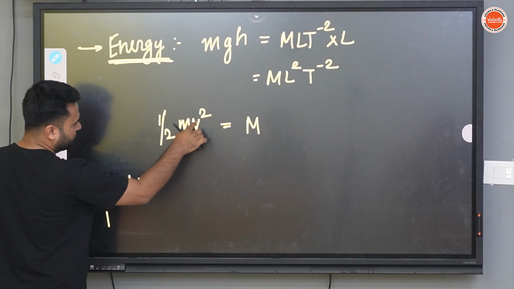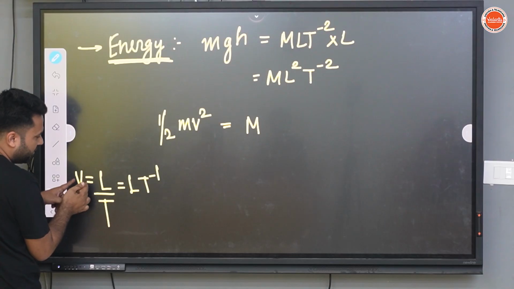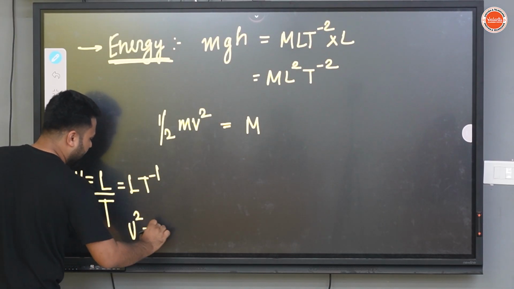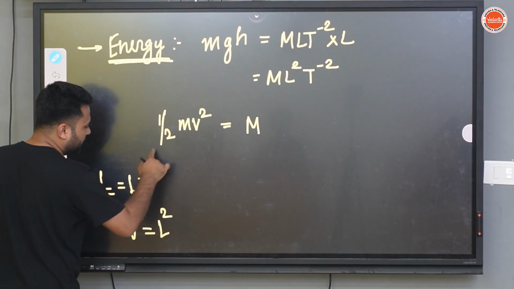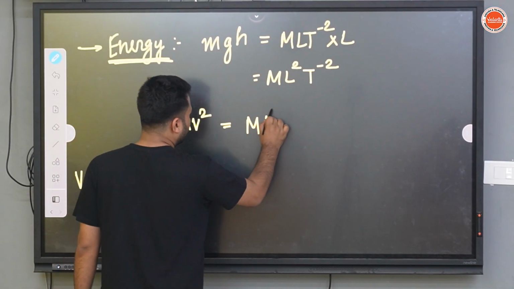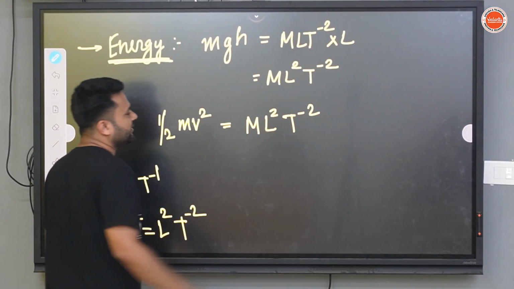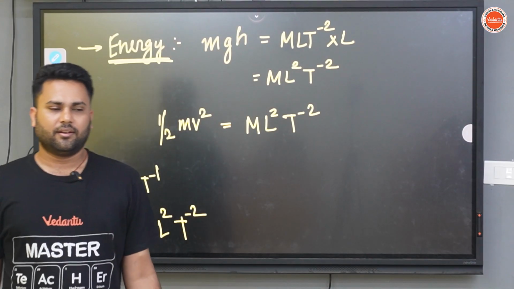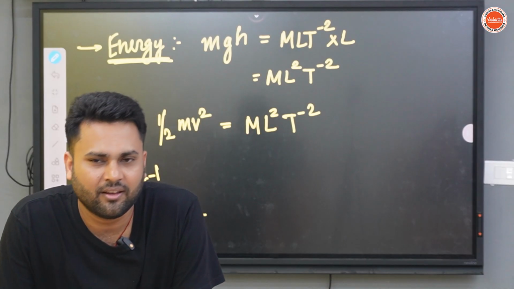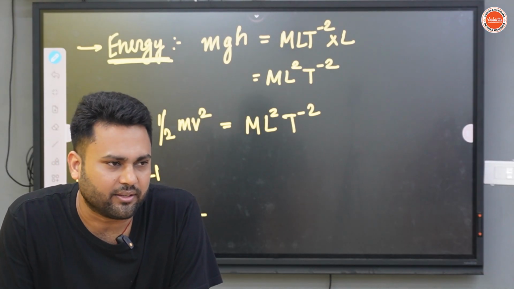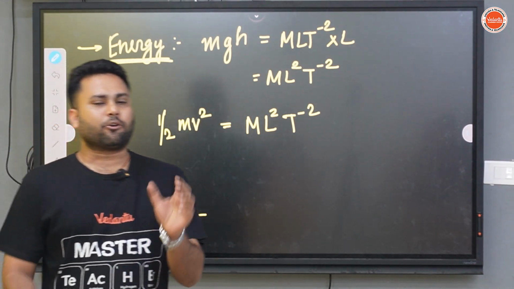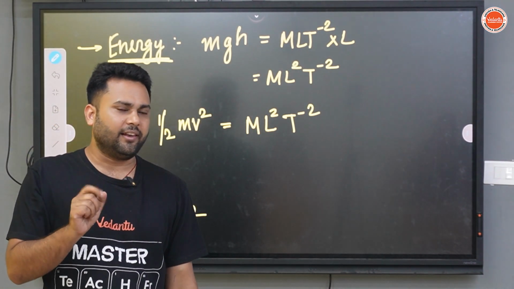See, this is velocity square. So L gets squared and T to the power minus 1 squared, so T to the power minus 2. So L square T to the power minus 2. See, we are getting the same answer, right? Correct? So always take any formula which is easy. Like MGH, I find very easy. Everyone knows.